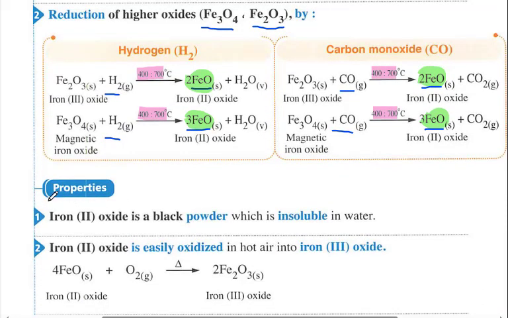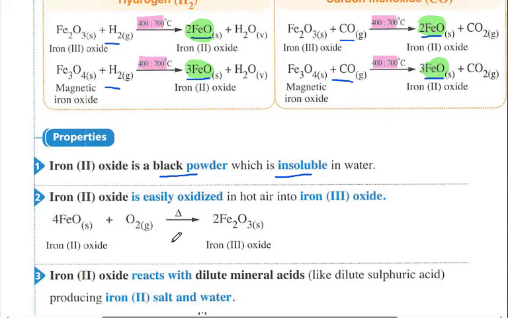So some of the physical properties of iron 2 oxide or ferrous oxide, which is FeO: it is a black powder and it is insoluble in water. Iron 2 oxide or ferrous oxide can be oxidized in air to form ferric oxide, and the ratio of the number of moles is 4 to 2 ferric oxide. For ferrous oxide, 4 molecules take 1 mole of oxygen to form 2 moles of ferric oxide. So here ferrous oxide is oxidized into ferric oxide.